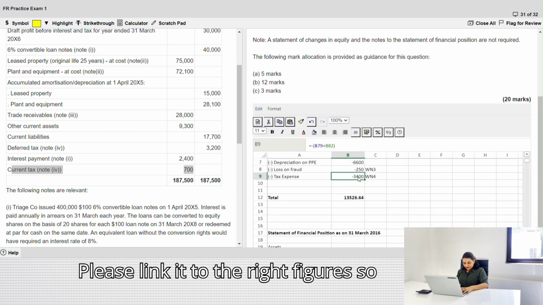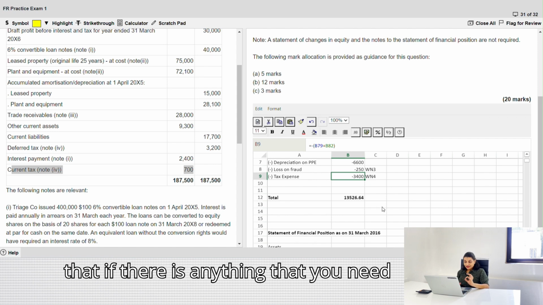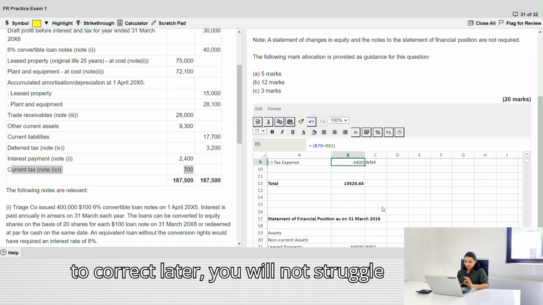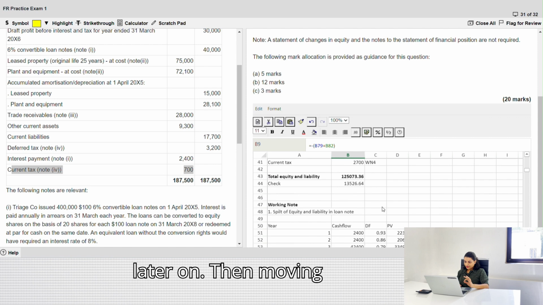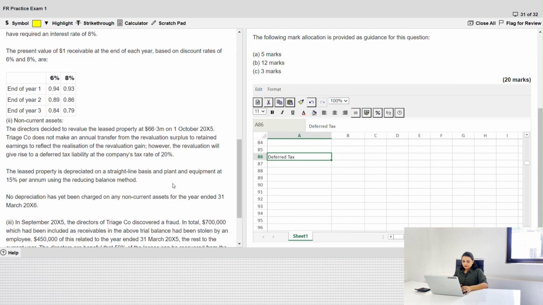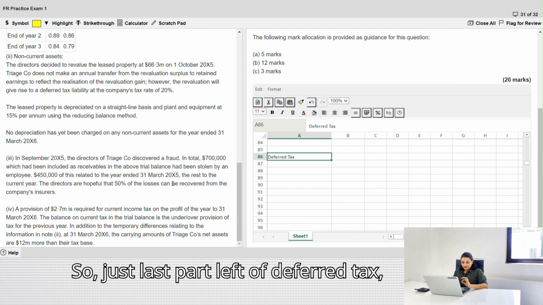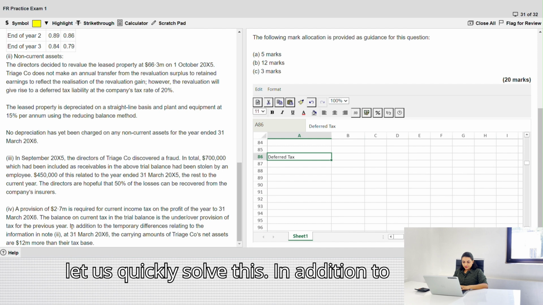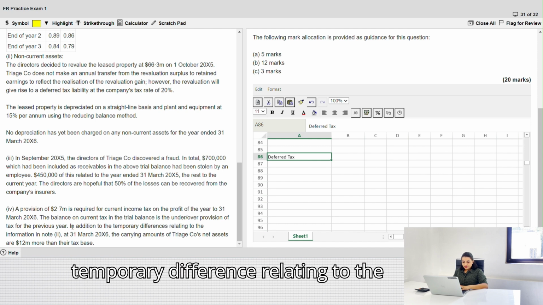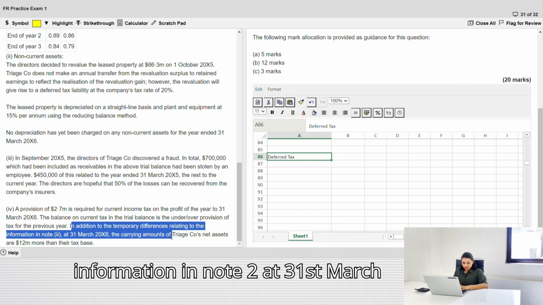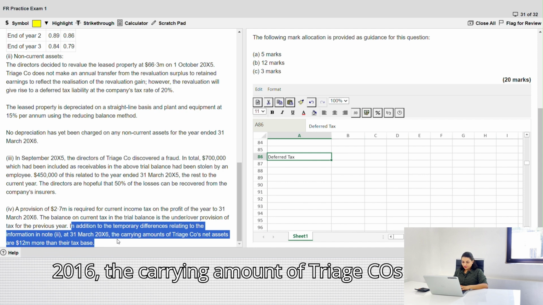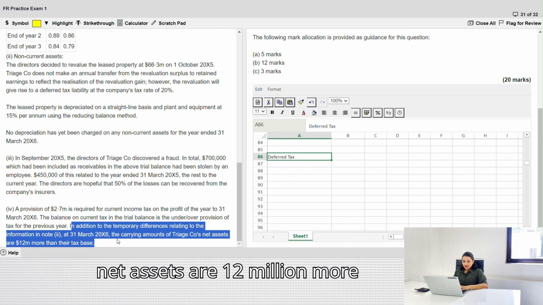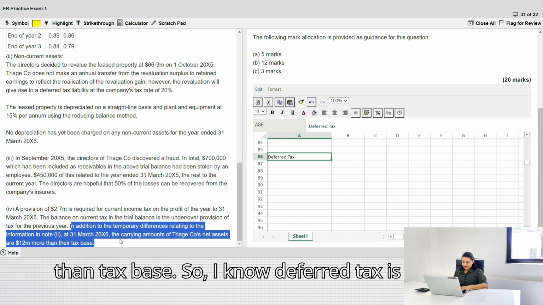Please link it to the right figures so that if there is anything that you need to correct later, you will not struggle later on. Then just the last part left is deferred tax, let's quickly solve this. In addition to temporary difference relating to the information in note 2 at 31st March 2016, the carrying amount of Triage Co's net assets are 12 million more than tax base.